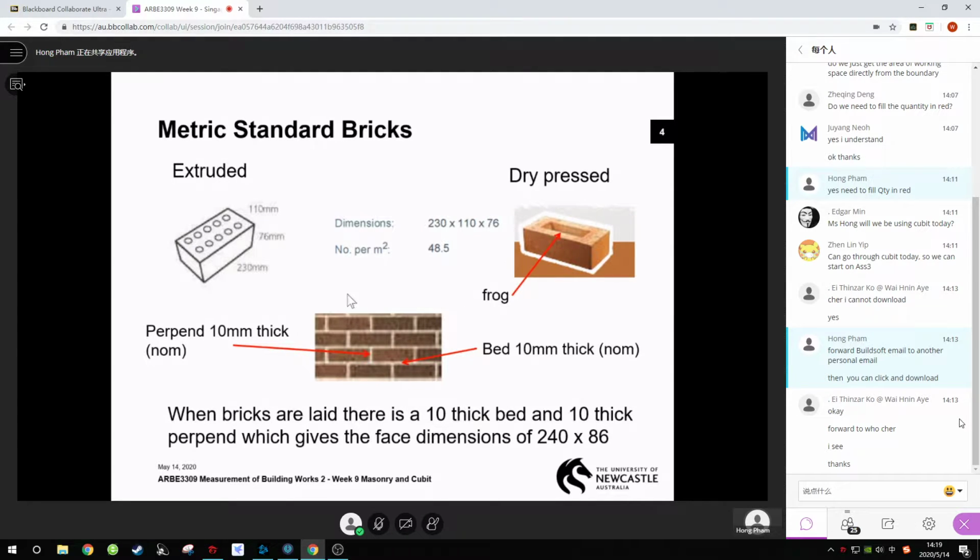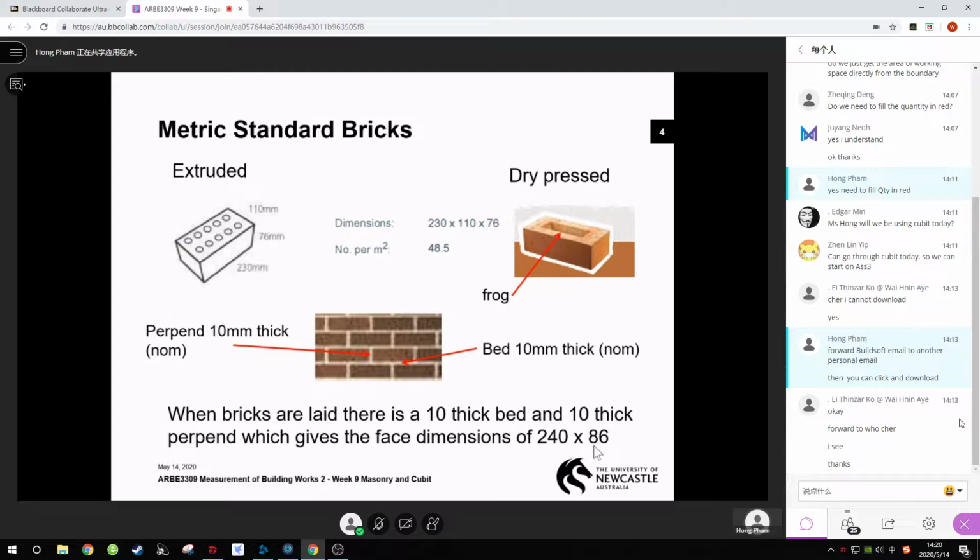So 230, you add a mortar joint, becomes 240. 76, here you add mortar joint on one side, becomes 86. Alright, two bricks share one mortar joint, so 5, 5 on both sides. So basically, the size of the brick in a stretcher bond, including the mortar joints, is 240 times 86. Why is it important?